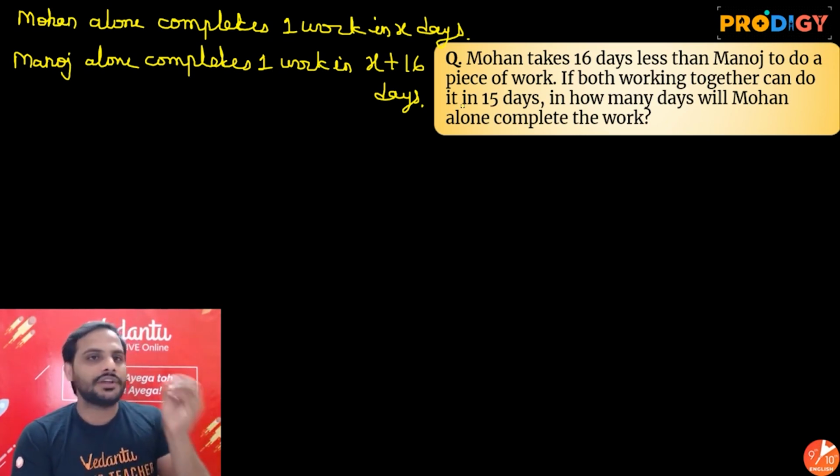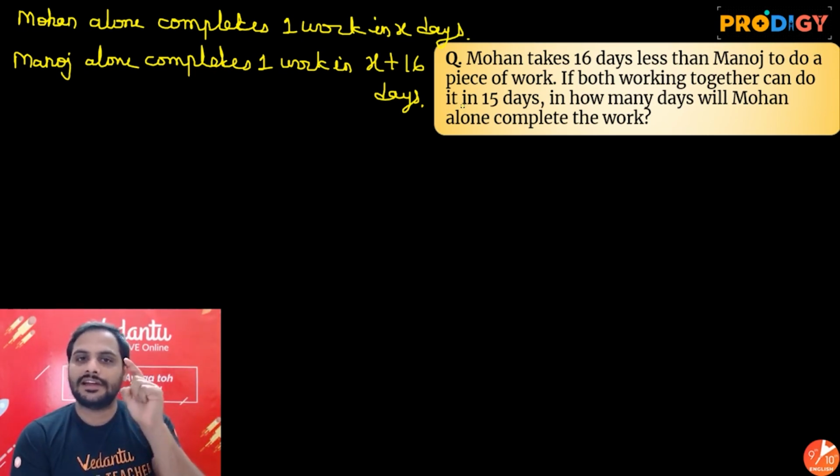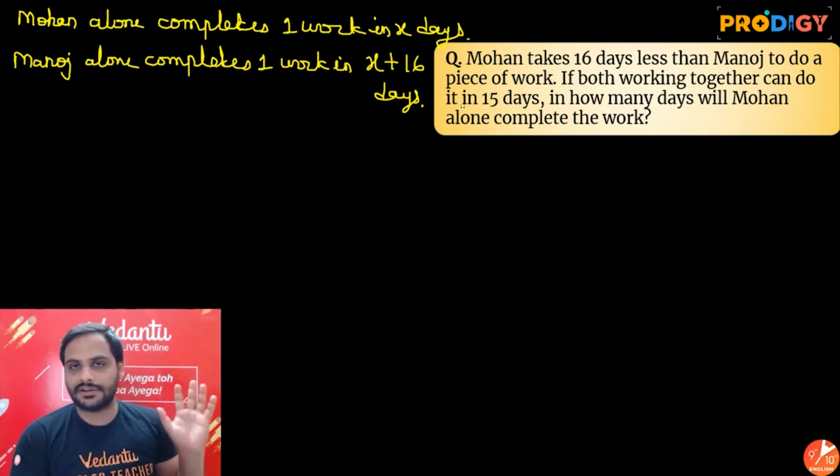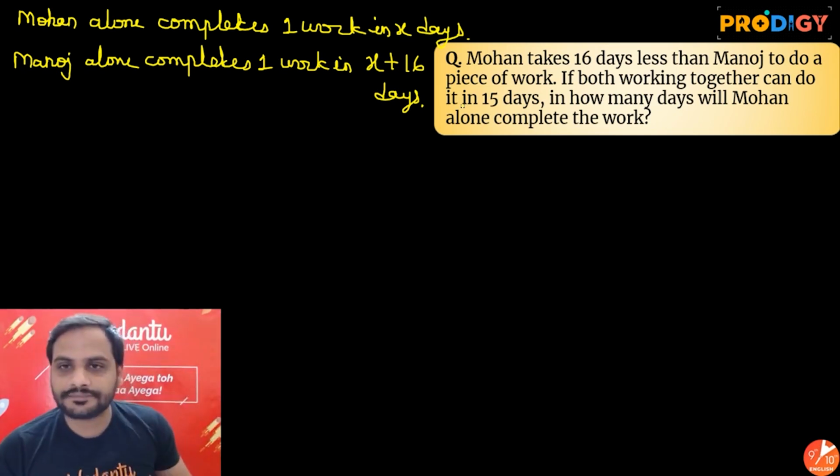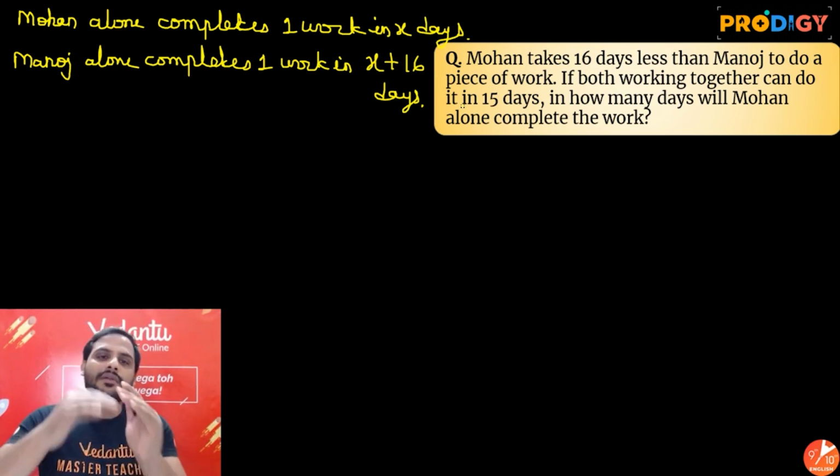If you want, you can try this question one more time by taking the number of days Manoj takes as x, and then Mohan's days will be x minus 16, and solve that in the same manner. At the end, you will see the same answers. Try that also to get the doubt out, कि भाई whether the answer will be the same or not. ठीक है?